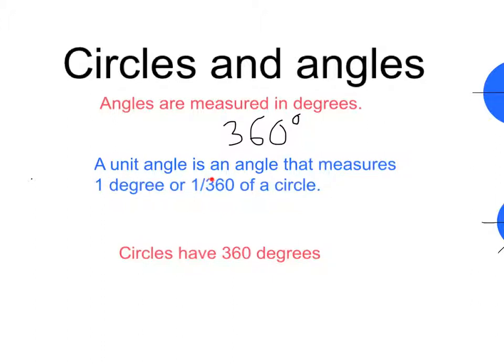A unit angle is an angle that measures 1 degree or 1/360th of a circle. So one of these degrees would be 1/360th of a circle, and circles have 360 degrees. That's what we need to remember. A lot of times when you hear about skateboarding or snowboarding tricks where they spin in circles, they measure that in degrees. They're like, oh, I did a 1080, which is just how many circles or half circles they did. You just add up the total number of degrees they spun.